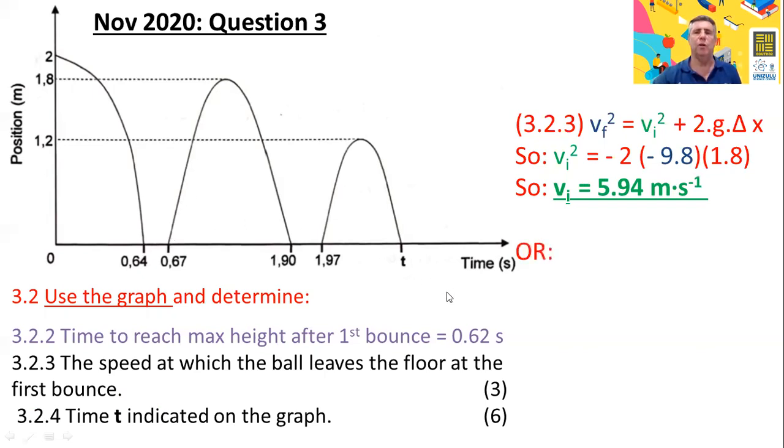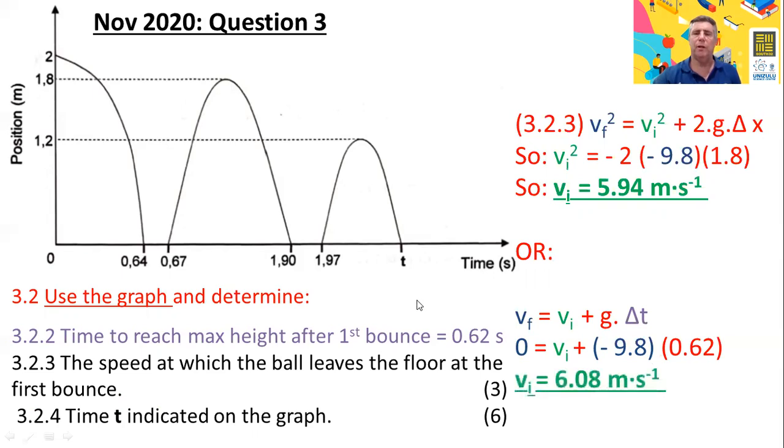Now, another way to solve this using a different equation of motion is final velocity equals initial velocity plus g delta t, carrying forward the value of delta t that we obtained in 3.2.2. So just filling in, final velocity is 0. Initial velocity is what we want to calculate. 0.62 is the time that was carried forward, and that'll give us an initial velocity of 6.08 meters per second.